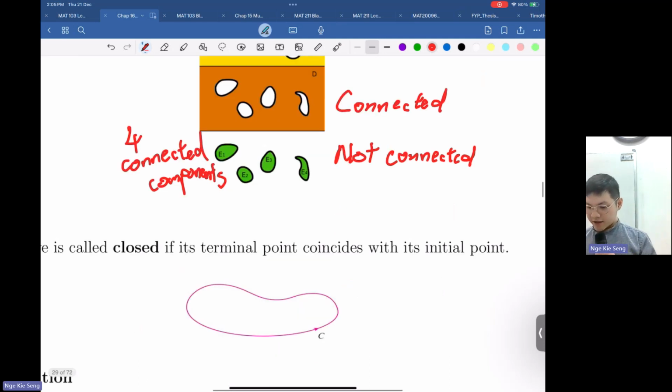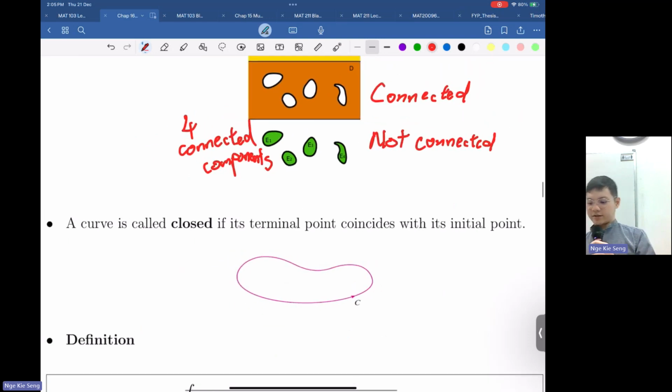And then another thing is a curve is closed. A curve is closed if the terminal point coincides with the initial point. So this curve is closed. Now you can compare the closed set definition with this closed. You can try and compare these two. What's the similarity? Does one imply the other?